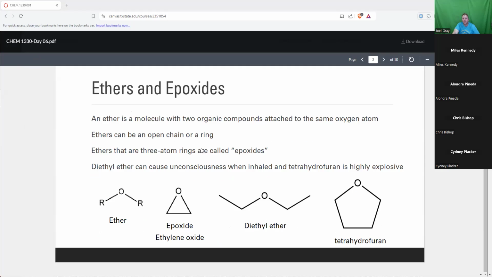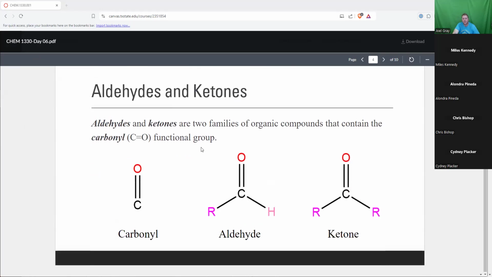After our ethers and epoxides, we've got aldehydes and ketones. With aldehydes and ketones, we are looking for a carbonyl carbon. And then what follows that carbonyl carbon? In the case of an aldehyde, it's a hydrogen or an organic molecule. With a ketone, it's organic molecule, carbonyl, organic molecule.